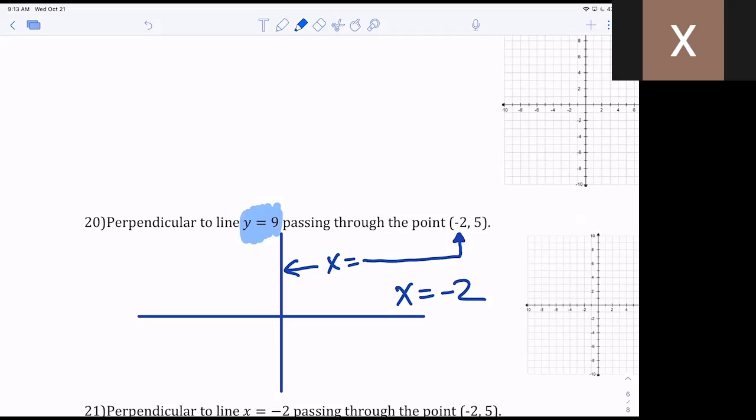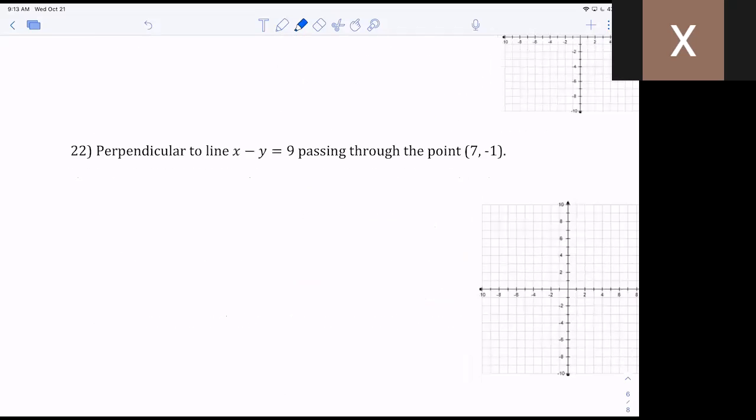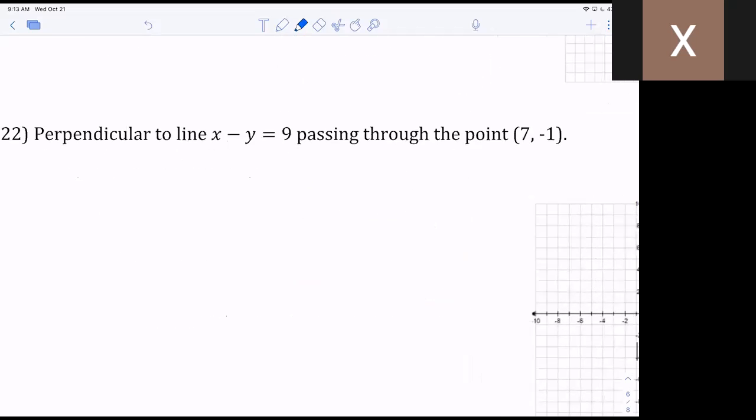Number 22. Okay, so for question number 22, here we go. If I am perpendicular, the first thing I need to do is find the slope. So from this, I have to solve it for y. In this case, because my y is negative, I'm just going to throw it over here, and I'm going to move the 9 over here. So now I have y equals x minus 9. I really want everybody to be able to do that.